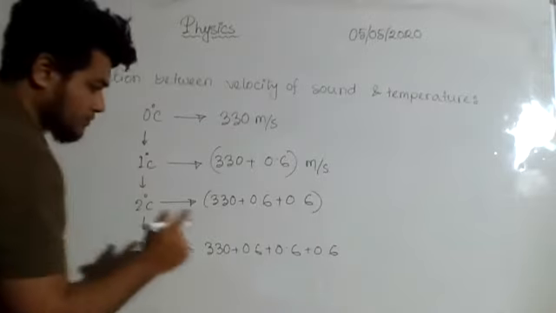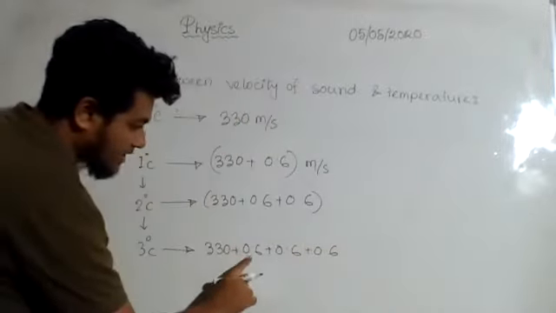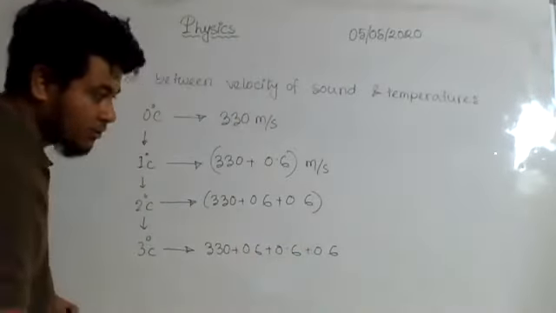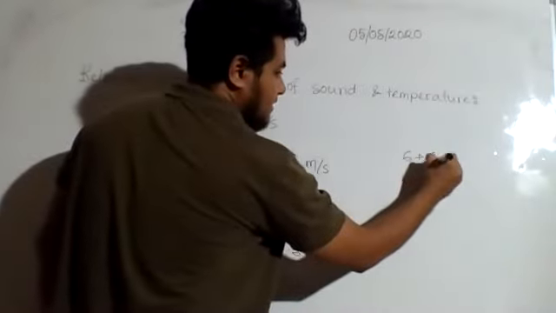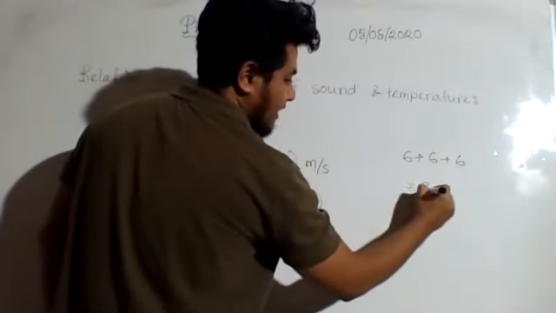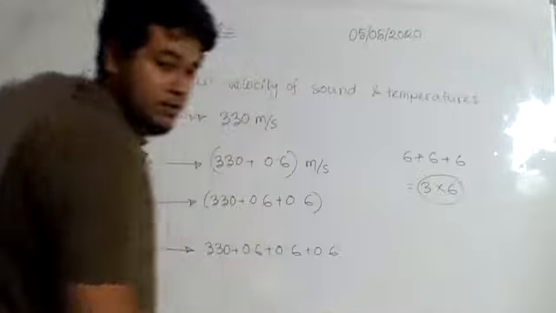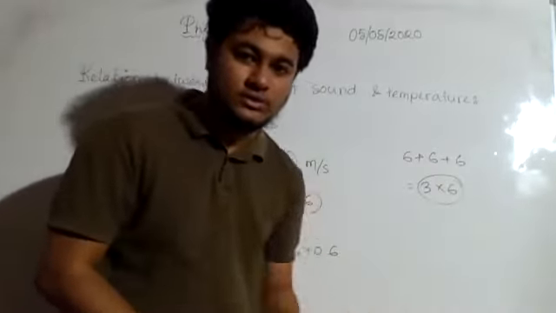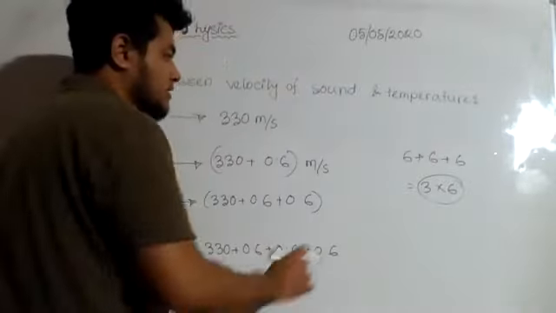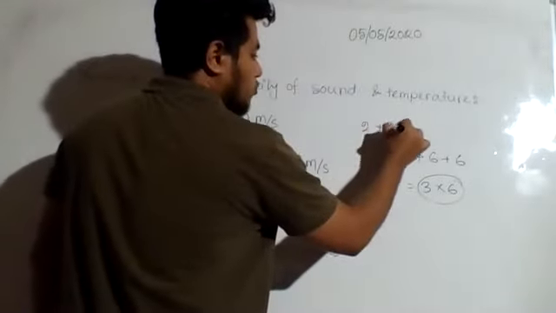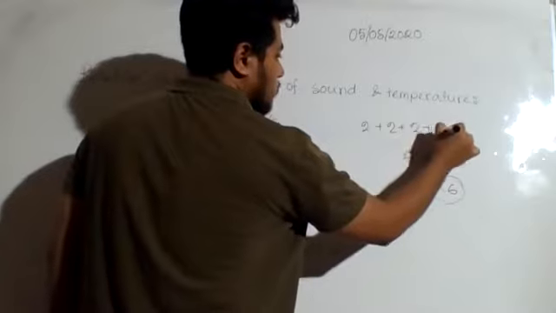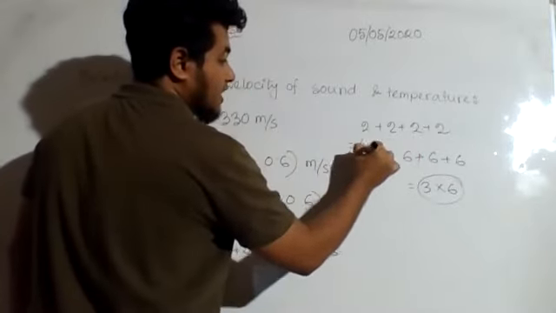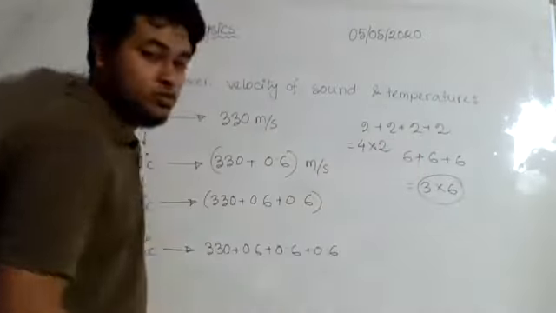Now, if you notice, can I write it in this way? There are 3 0.6s, right? We know that if there is 6 plus 6 plus 6, I can write it as 3 into 6. I hope you know this, right? There are 3 6s, so I can write 3 into 6. If there are 2 plus 2 plus 2 plus 2, how many 2s are there here? There are 4 2s, so I can write 4 into 2, right?